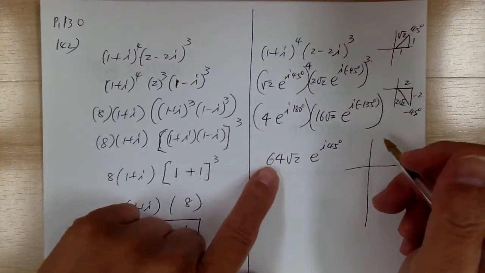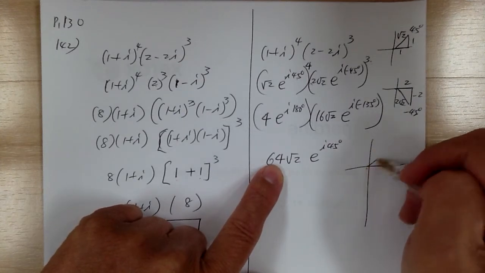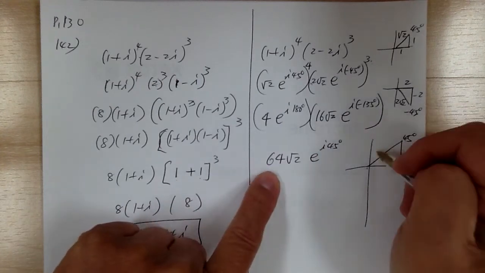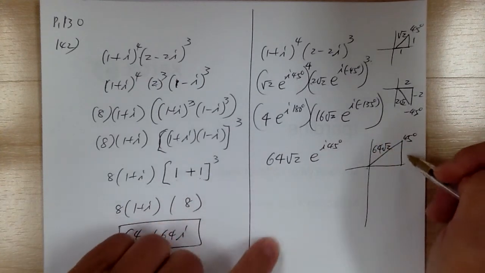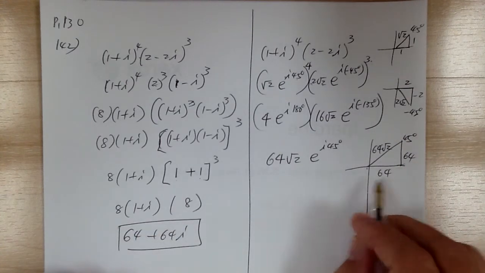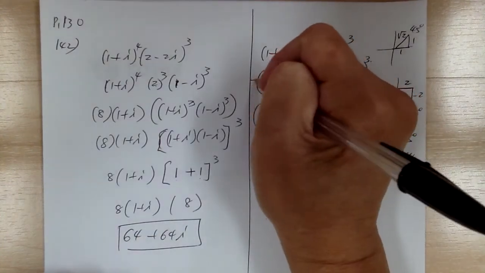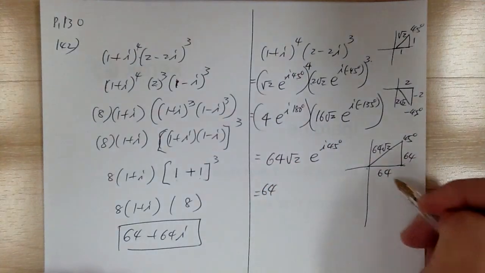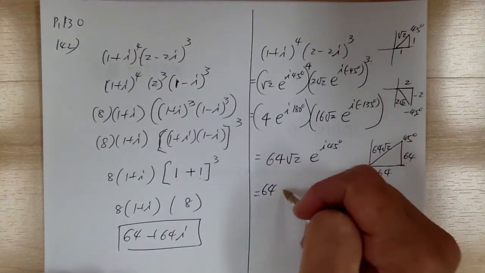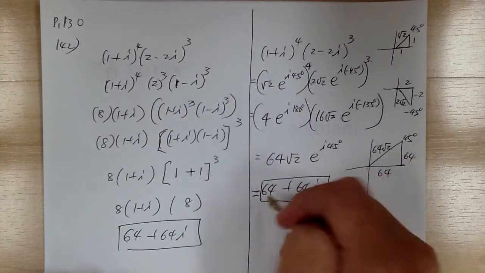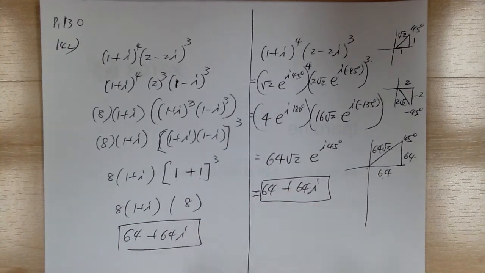Okay, so now you're going to convert this back into rectangular. So you draw your triangle. So 45 degrees, right? So that's your 45 degrees, and the radius is 64 square root of 2. So this would be 64 and 64. So this will equal 64. That's this one over here, and this is the i direction, so it would be plus 64i. Okay, and so you get the same answer. So two different ways to solve the problem.